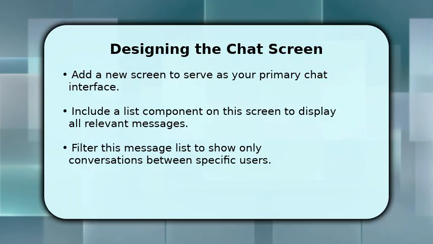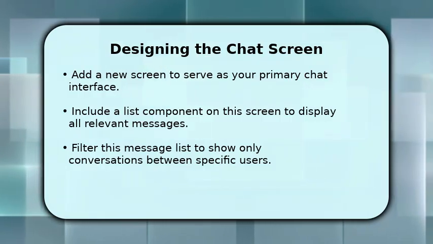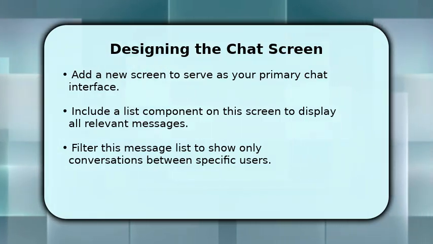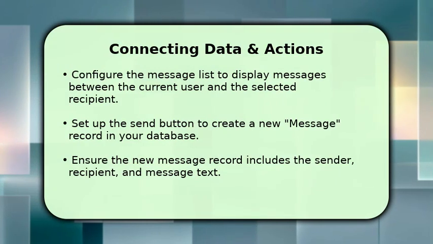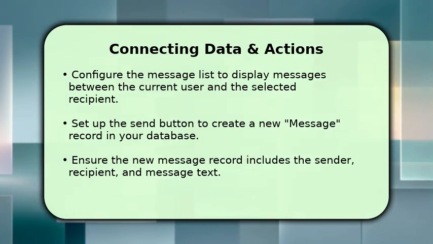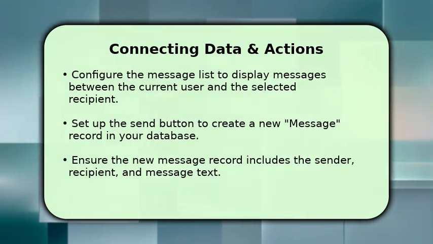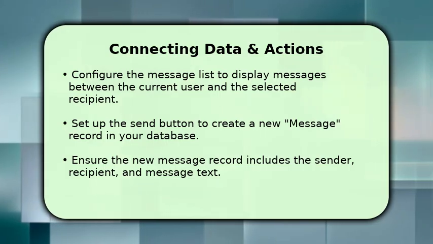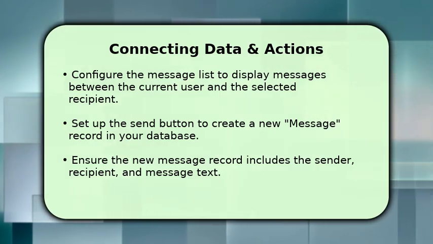Finally, place a send button right beside the input field to trigger the message sending action. Now, let's connect the data and actions. Configure your message list to display only messages exchanged between the current user and their chosen chat partner.